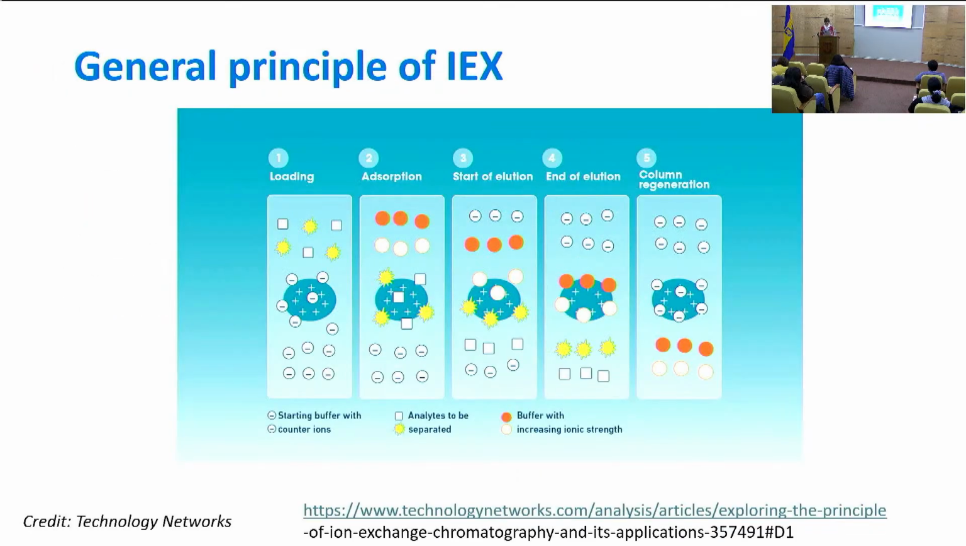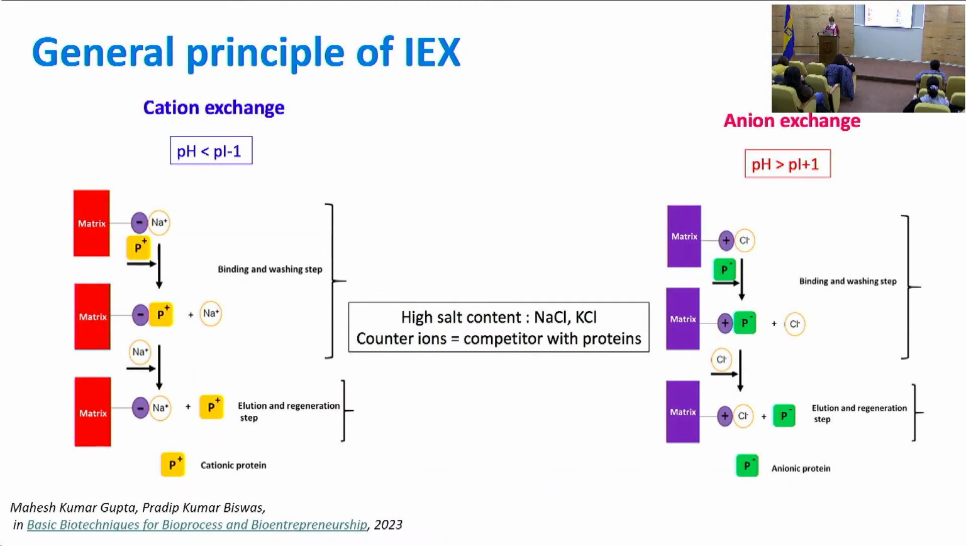And so just to show here the principle of the method. The analytes to be separated are here, and then they are eluted with the buffer. The buffer is percolated through the column and will elute the analytes according to their global charge.